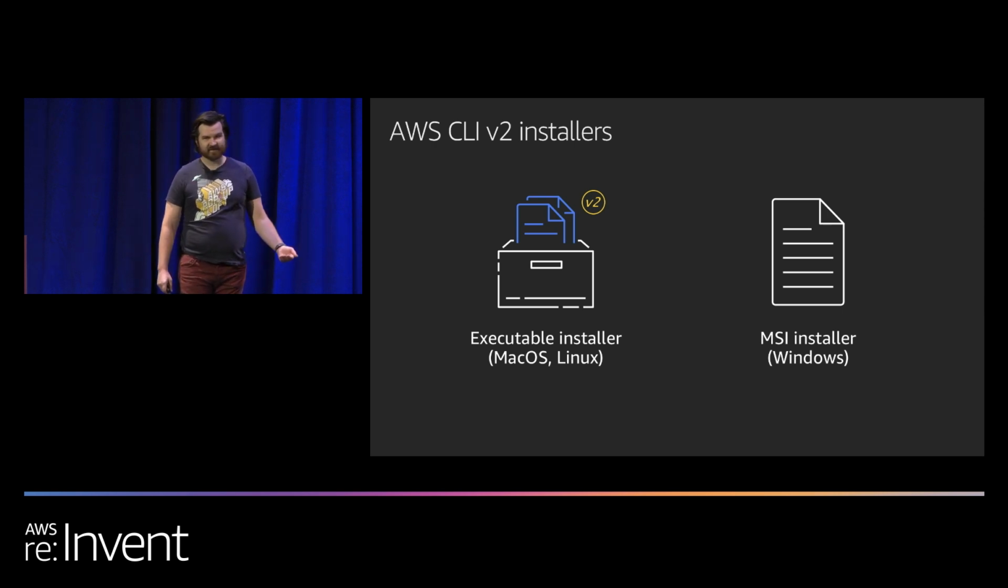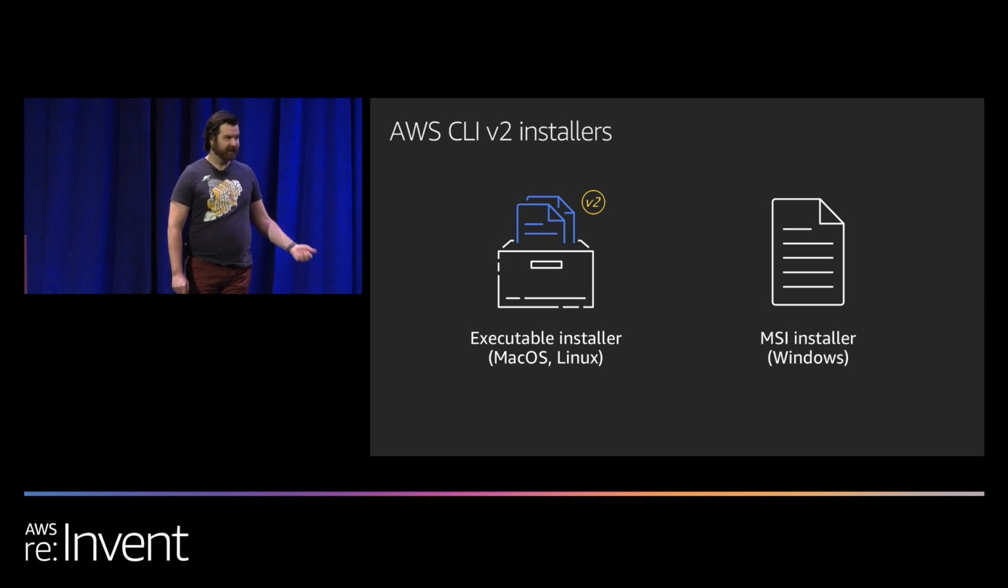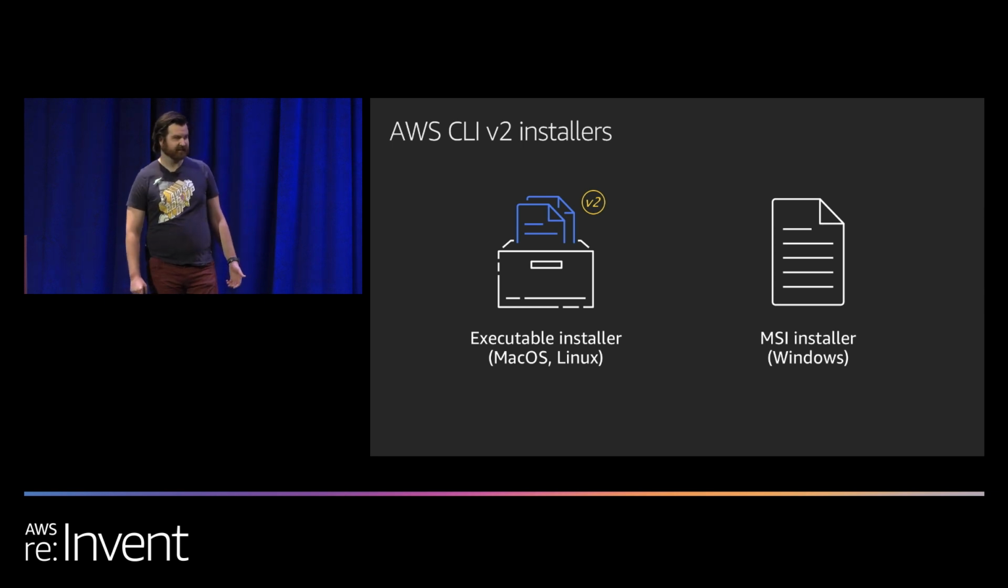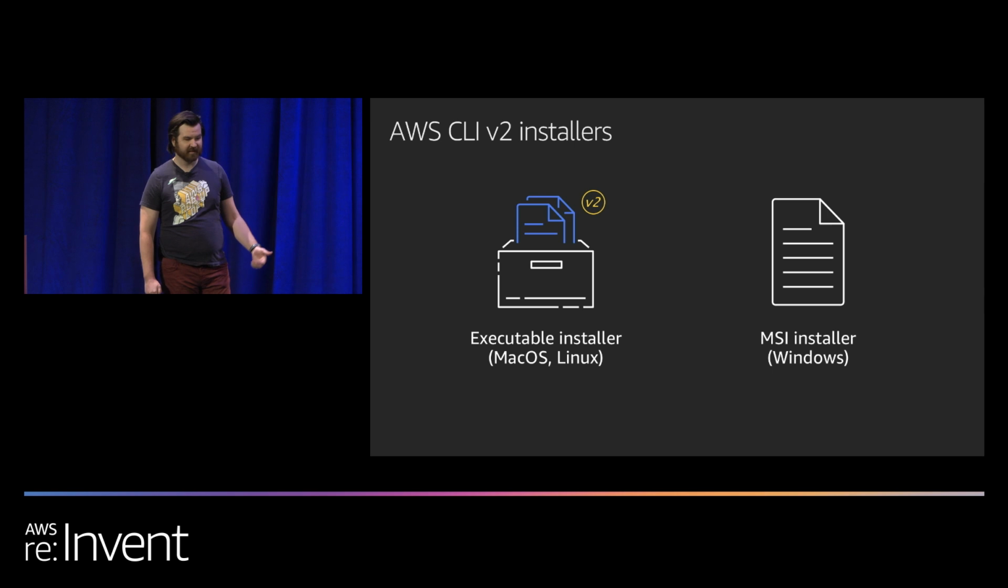And when you're running these executable installers, you need to pay attention to what operating system you're running on. So if you're running on Mac, you want to download the Mac version of the executable installer. And if you're running on Linux, you're going to want to download the Linux version of the executable installer. And then for the MSI installer, it's very similar to the CLI v1's version of the MSI installer.